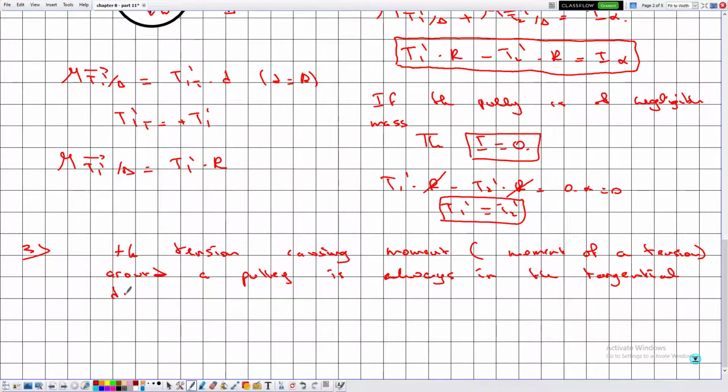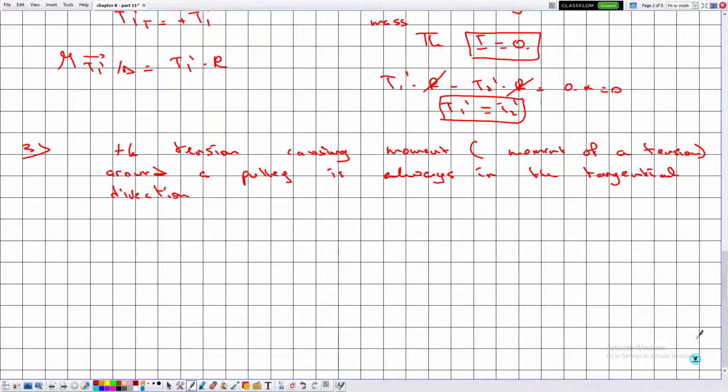And this note I have used above. So always the tension causing moment around the pulley is in the tangential direction. So no need to project, we will simply place either a plus sign or a minus sign. And I repeat, I will not discuss why this is true, but it can always be inspected by geometrical construction. So whenever we are talking about the moment produced by the tension, we will not project, so the value of cosine will always be 0.